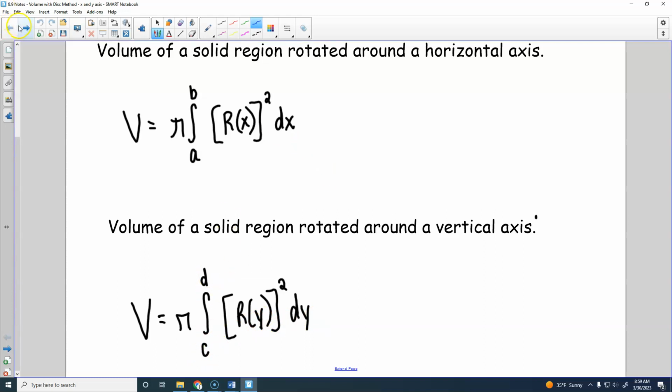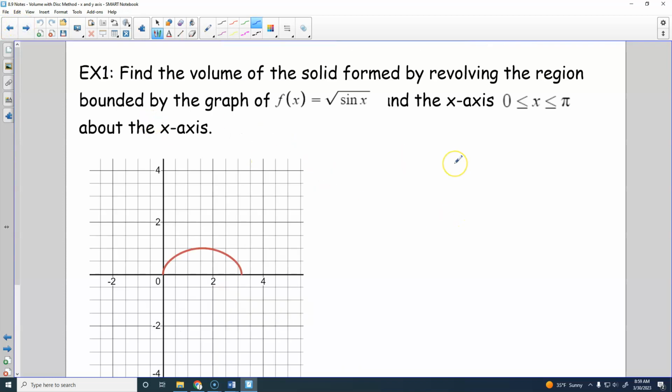Okay, so let's look at some problems for this. We are supposed to find the volume of the solid formed by revolving the region bounded by the graph of f of x equals the square root of sine x and the x-axis from 0 to pi about the x-axis. So our area that we're looking at, our region, is right here.